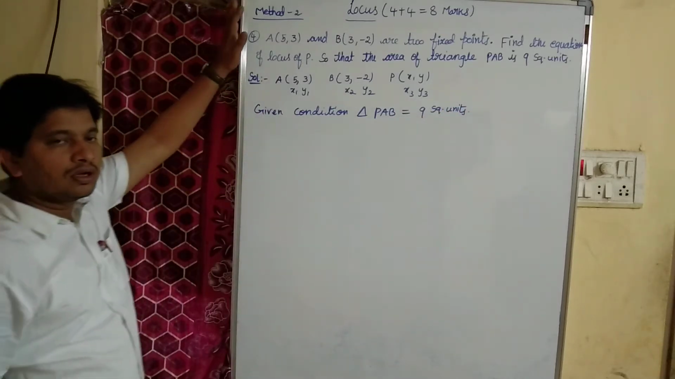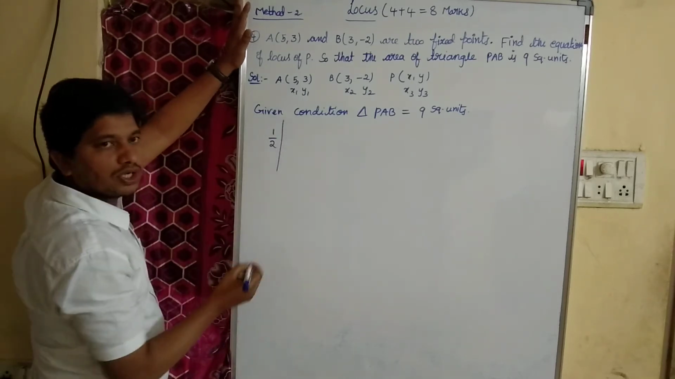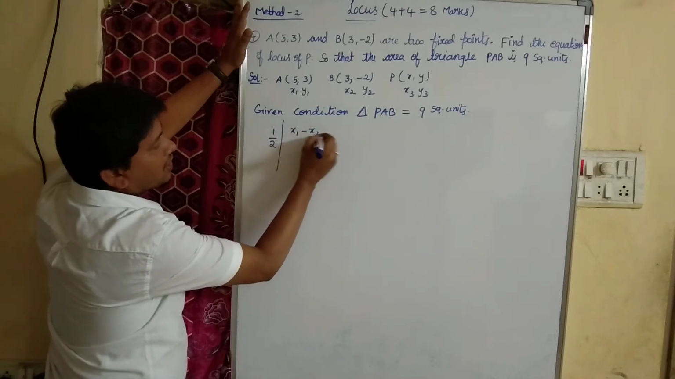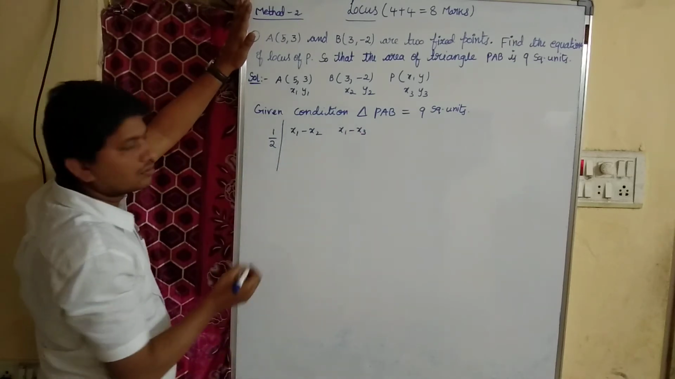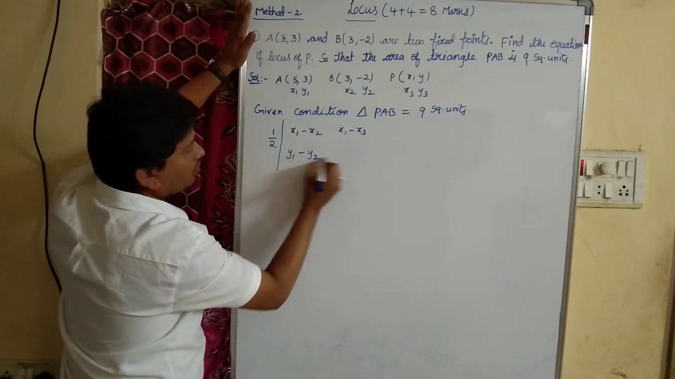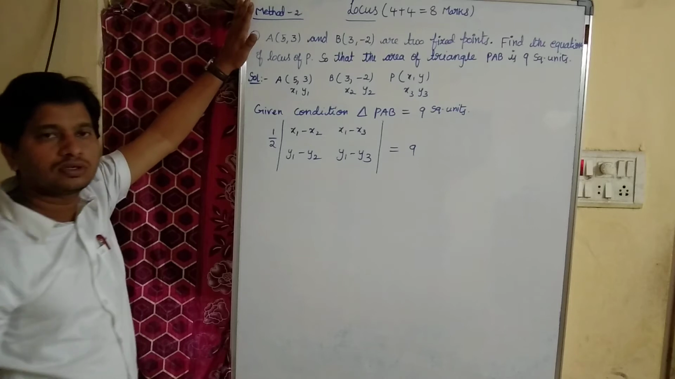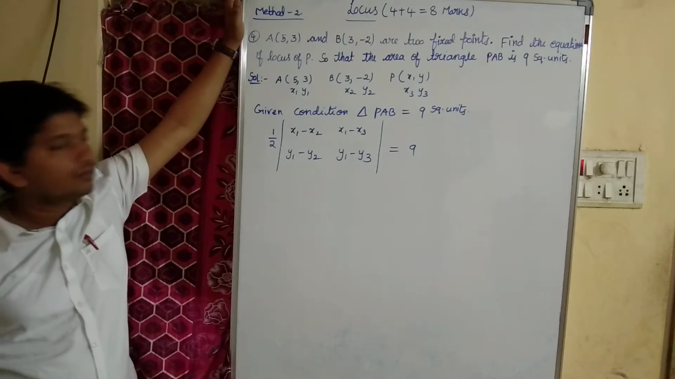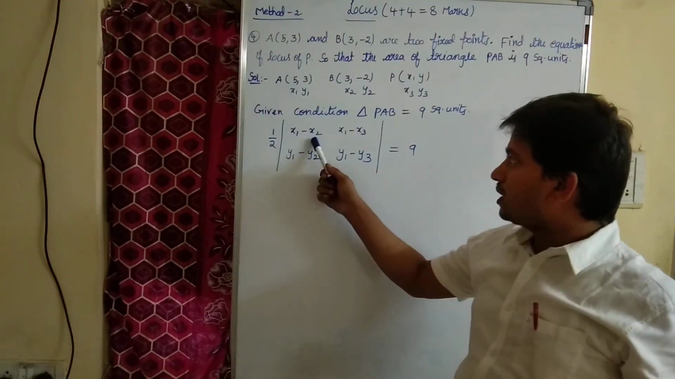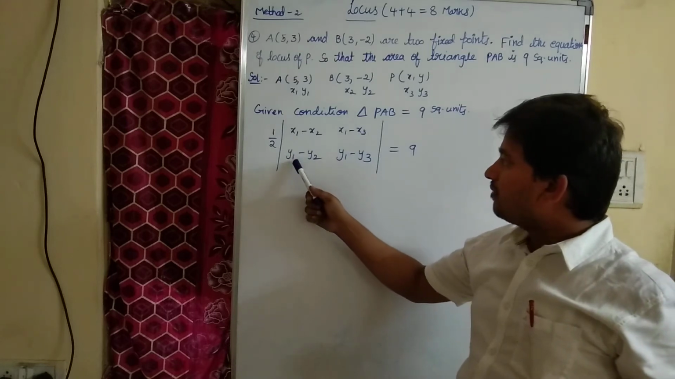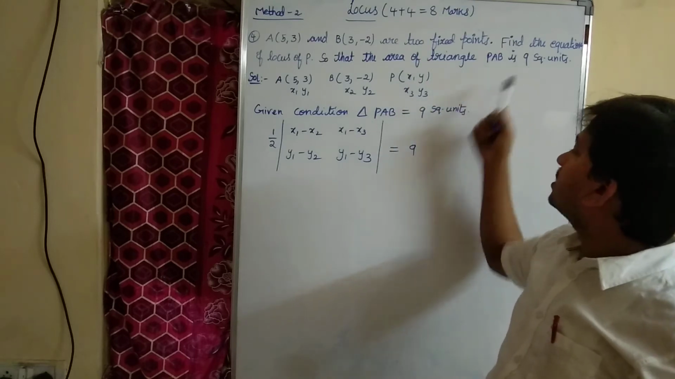You know children, what is the area of triangle formula? That is half into modulus of x1 minus x2 and x1 minus x3, as well as y1 minus y2 and y1 minus y3, which is given as 9 square units. So children, try to remember the formula. Area of triangle is half into modulus of x1 minus x2 and x1 minus x3, y1 minus y2 and y1 minus y3. Right, which is given in the question, that is 9 square units.